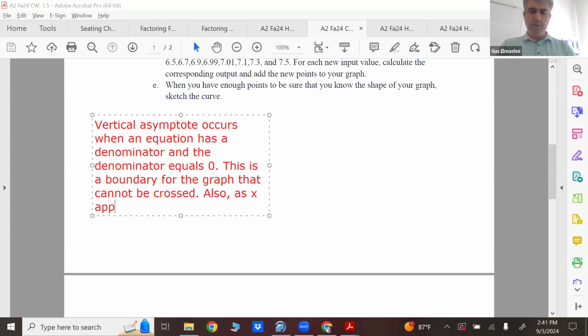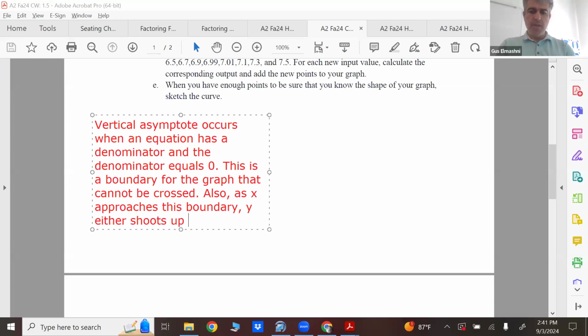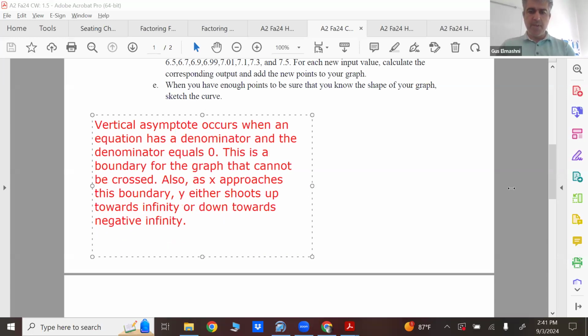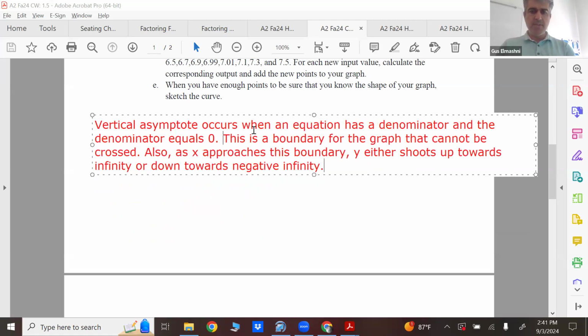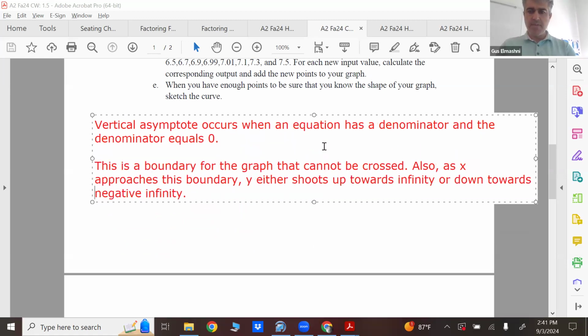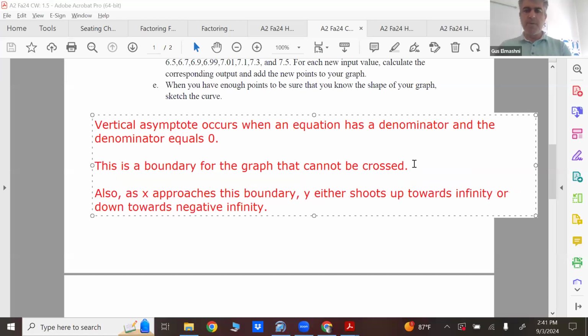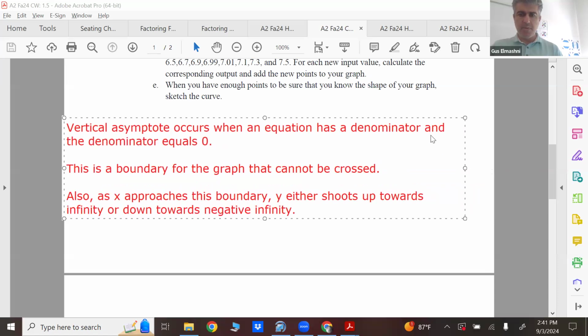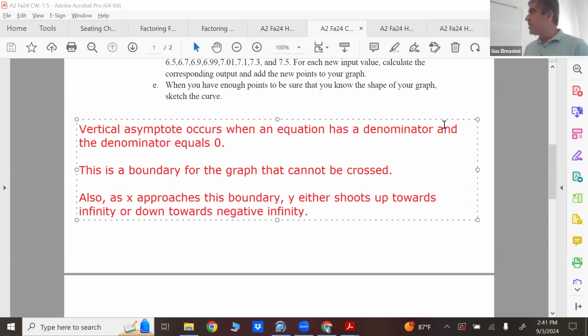Also, as x approaches this boundary, y either shoots up towards infinity or down towards negative infinity. Let me space that out a little better for you guys, so it's easier on the eyes. Much better. There we go.